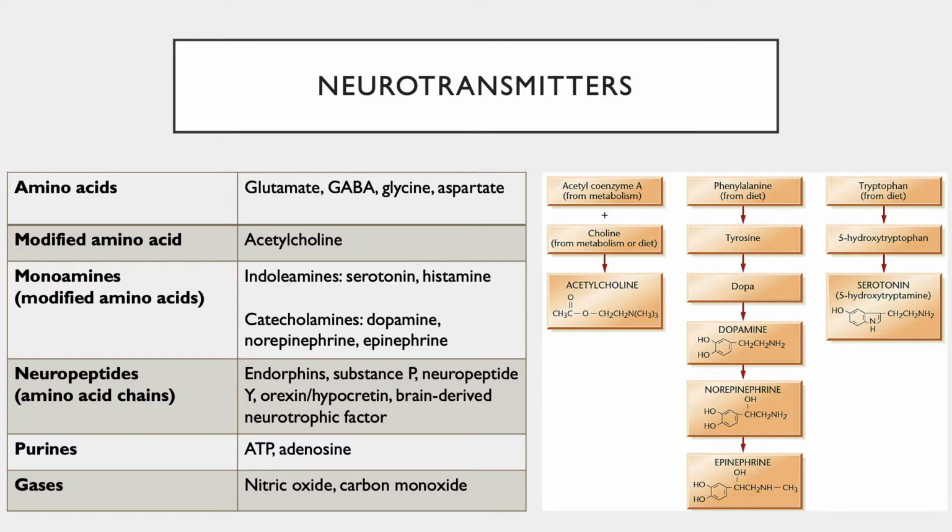Neuropeptides are amino acid chains. They're larger than the majority of the neurotransmitters, but smaller than hormones. Neuropeptides include endorphins that have been attributed to that runner's high, substance P, neuropeptide Y, orexin/hypocretin, brain-derived neurotrophic factor, which is usually referred to as BDNF. We won't talk much about purines and gases, but to cover it quickly, purines include ATP and adenosine. Adenosine is part of the mechanism of action of caffeine. Gases include nitric oxide and carbon monoxide.